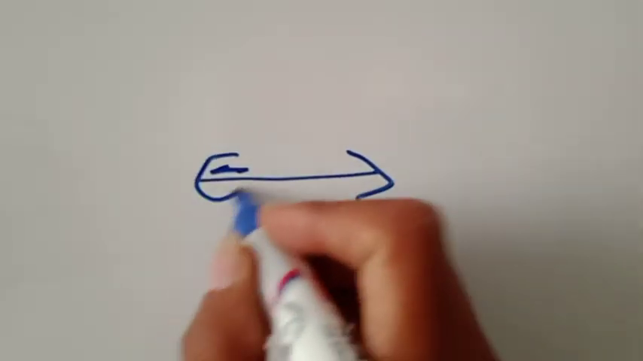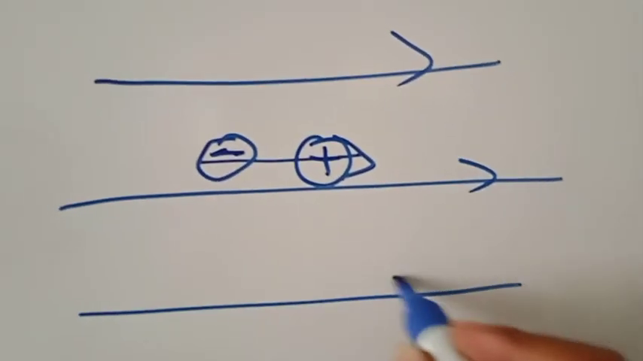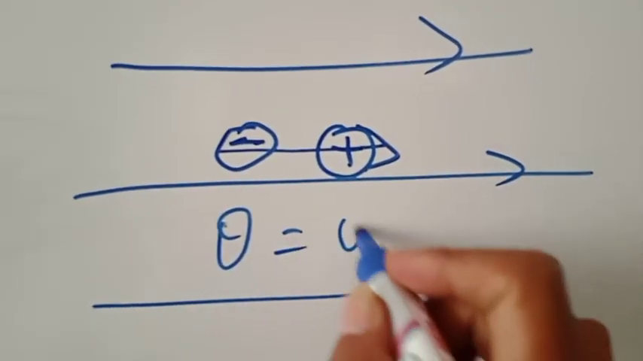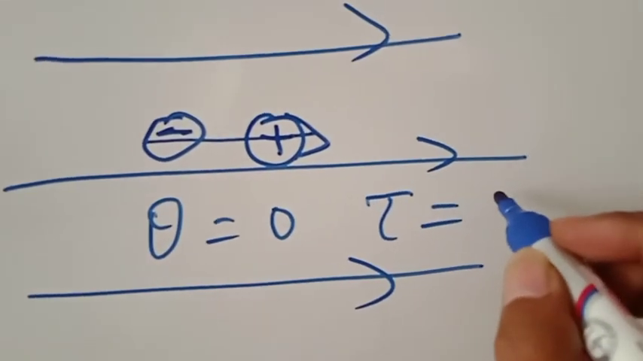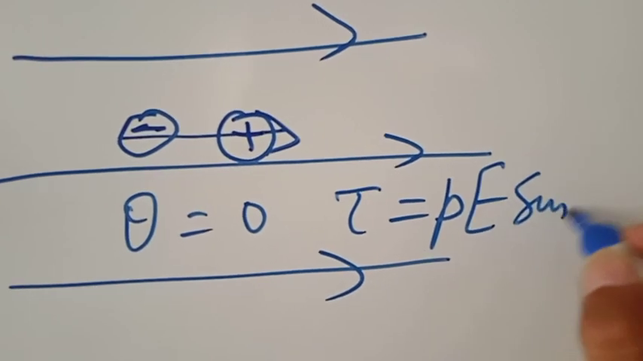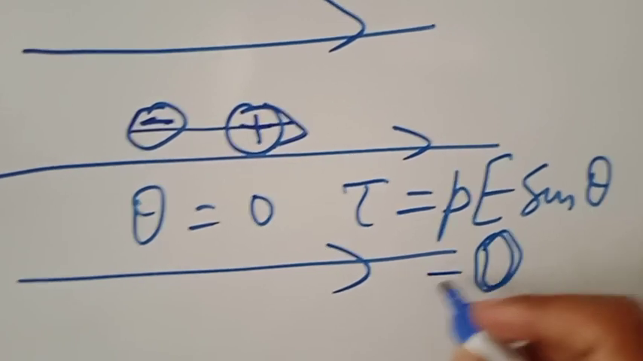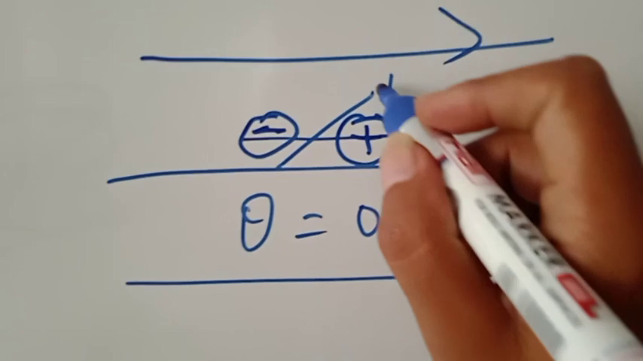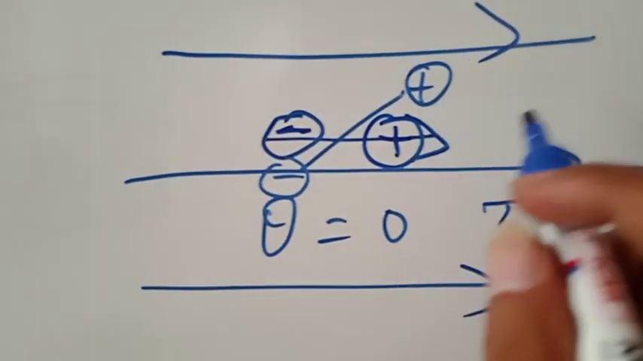In the same way, if an electric dipole is placed along the direction of the external electric field, so that theta equals 0 here, it will be called stable equilibrium. For that, tau equals PE sin theta, theta is 0, so torque will be 0. No rotation, that is why it is in stable equilibrium. And if we slightly displace it, it again returns back to the direction of the electric field.